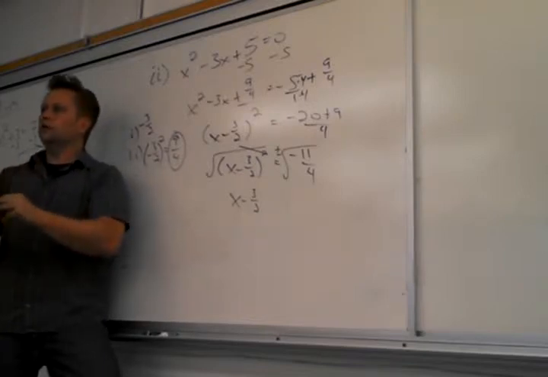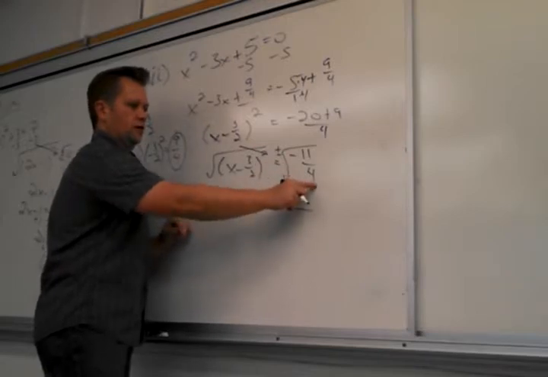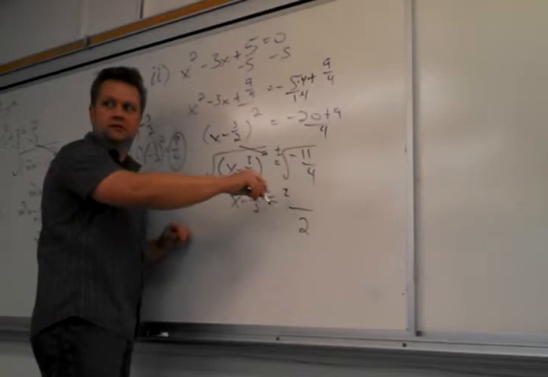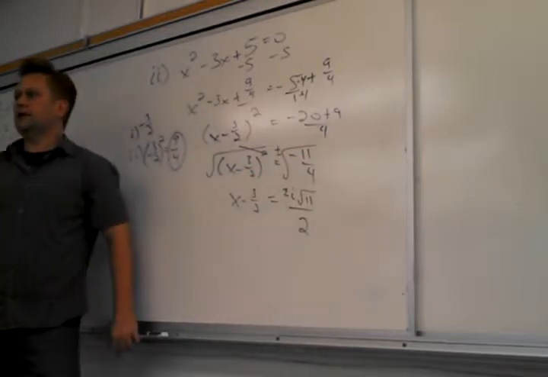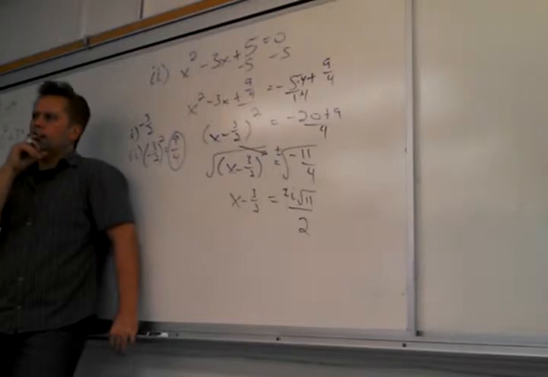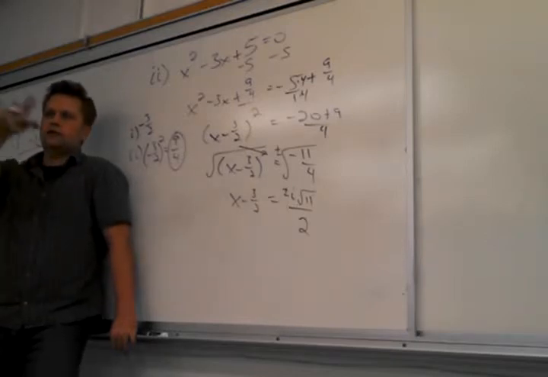Before that, I can't do it. So on this side, what do I get? What's the square root of 4? What's the square root of negative 11? Good. I square root of 11, because I don't know what square root of 11 is. The square root of negative 1 is I. And you take the negative.